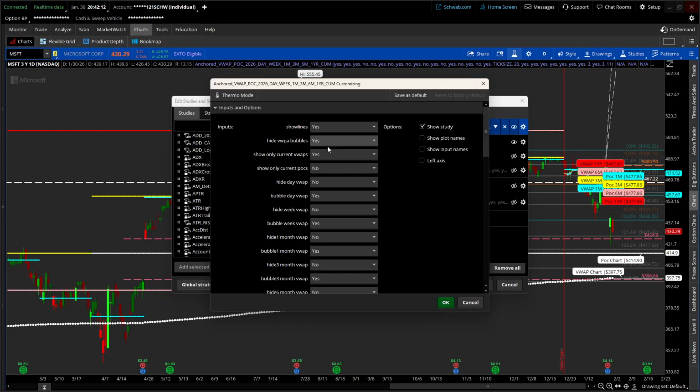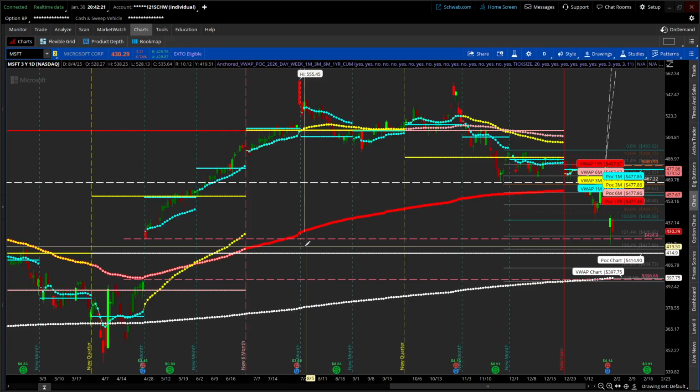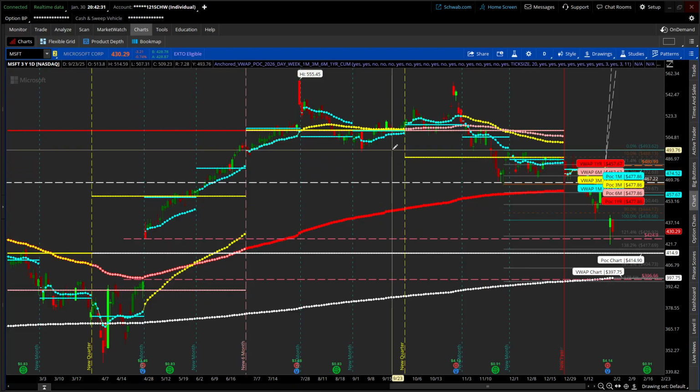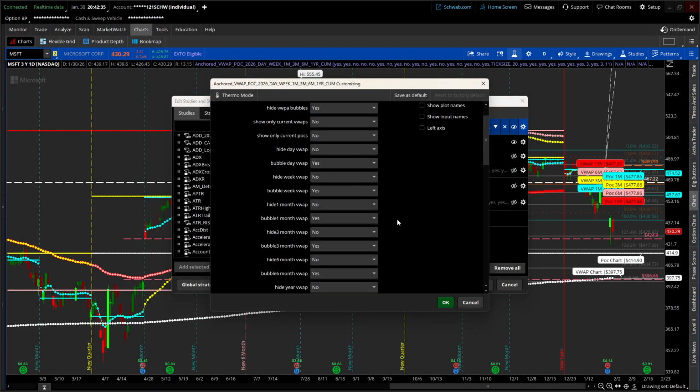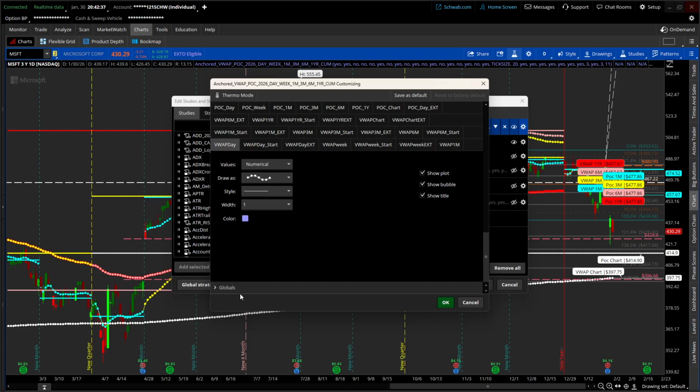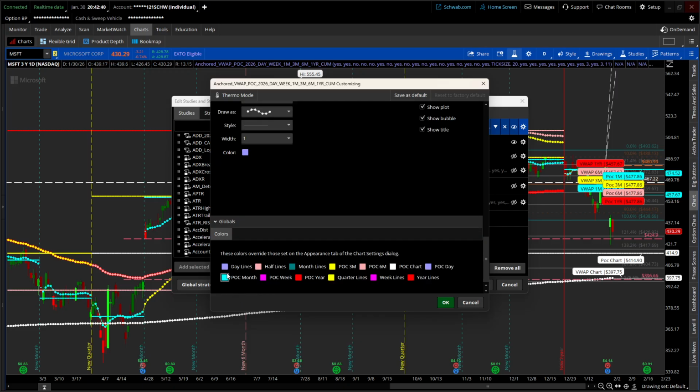If you ever find that these lines that show you month, week, quarter, year, day, whatever, are too bright, you can come in there and change those different colors as well. So if you don't like the colors that I've already chosen, just come down here. Here are your globules. They'll change all the different lines here as well.